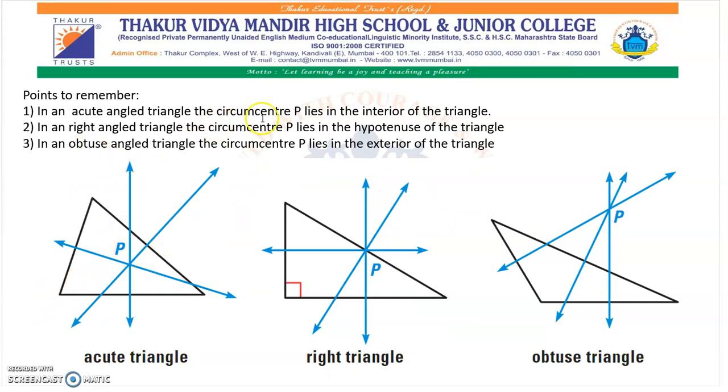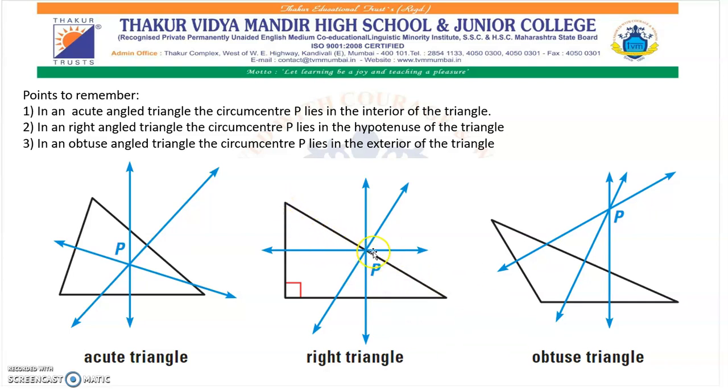If we draw an acute angle triangle, the circumcenter P lies in the interior of the triangle. You can see in this figure, if the triangle is acute, circumcenter P lies in the interior of the triangle. In a right angle triangle, the circumcenter P lies on the hypotenuse of the triangle. See, this is a right angle triangle. P lies on the hypotenuse, the longest side.